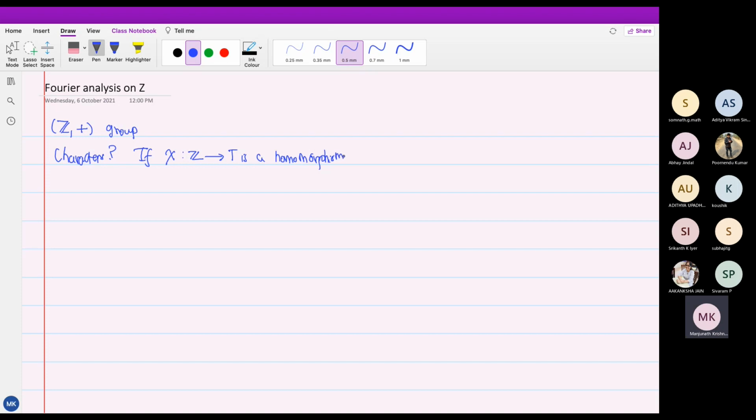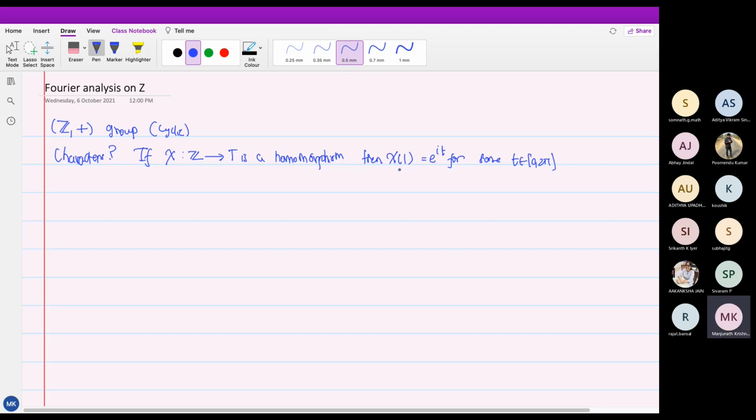Character means we have to consider homomorphisms into the circle group. So what are the possibilities? The only thing I have to pay attention to is that this is a cyclic group, so I only need to pay attention to where the one generator goes. So chi of 1 is some e to the i t for some t in [0, 2 pi), right?